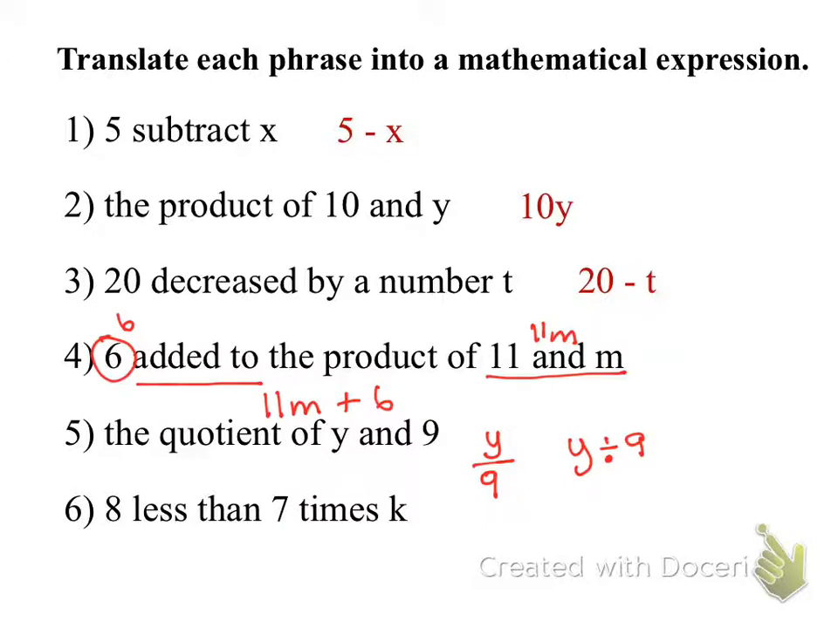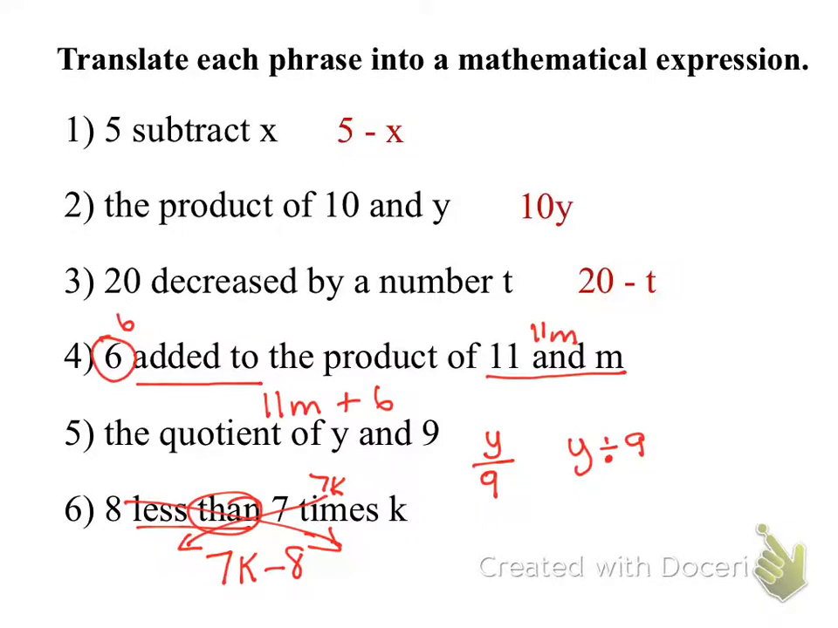Okay, next one. 8 less than 7 times k. 8 less than 7 times k. Go. 7k minus 8. So here's my less than. That means that this 7k has to move over here, and this 8 has to go.